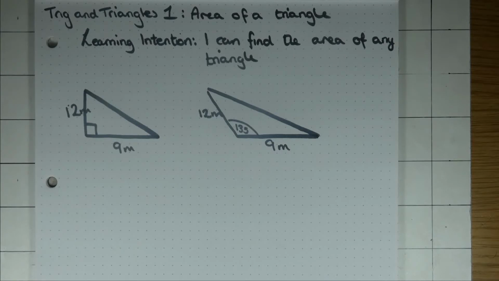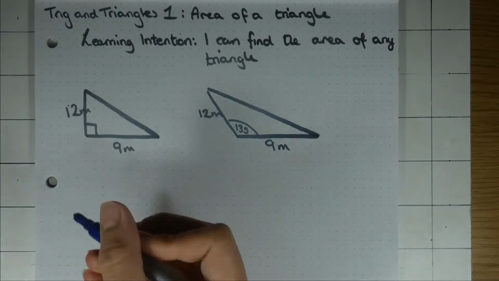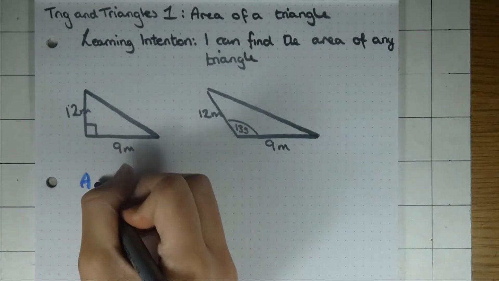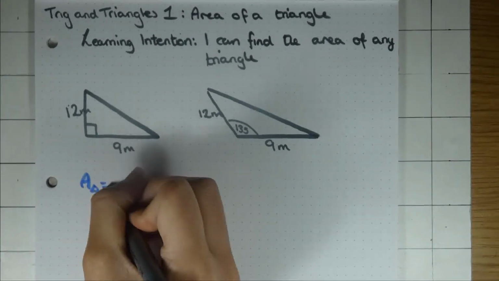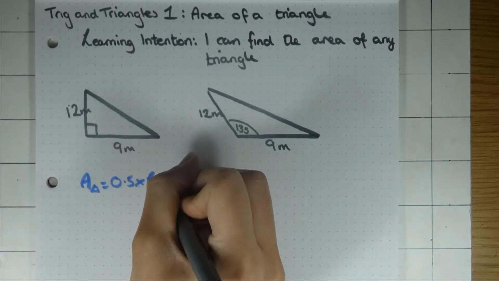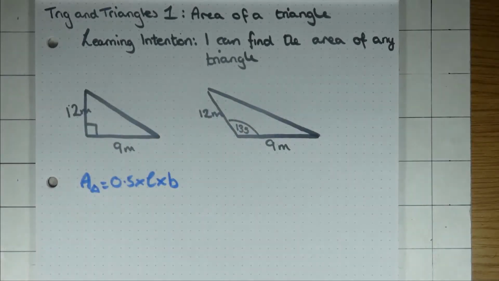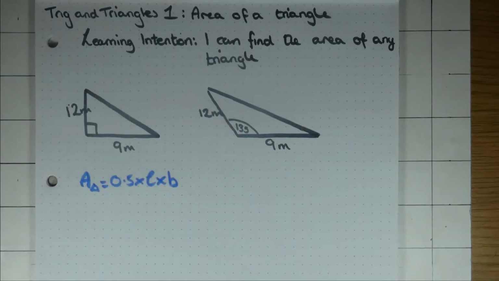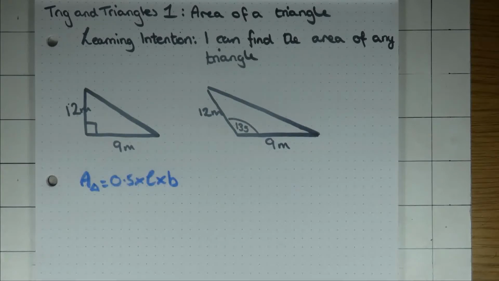We have the formula, which we can just go ahead with, which is area of a triangle equals 0.5 times length times breadth. Or you'll occasionally see it times base times height. With a lot of formulas, remember, pieces are interchangeable. So if you're more familiar with base and height, go ahead, use base and height.